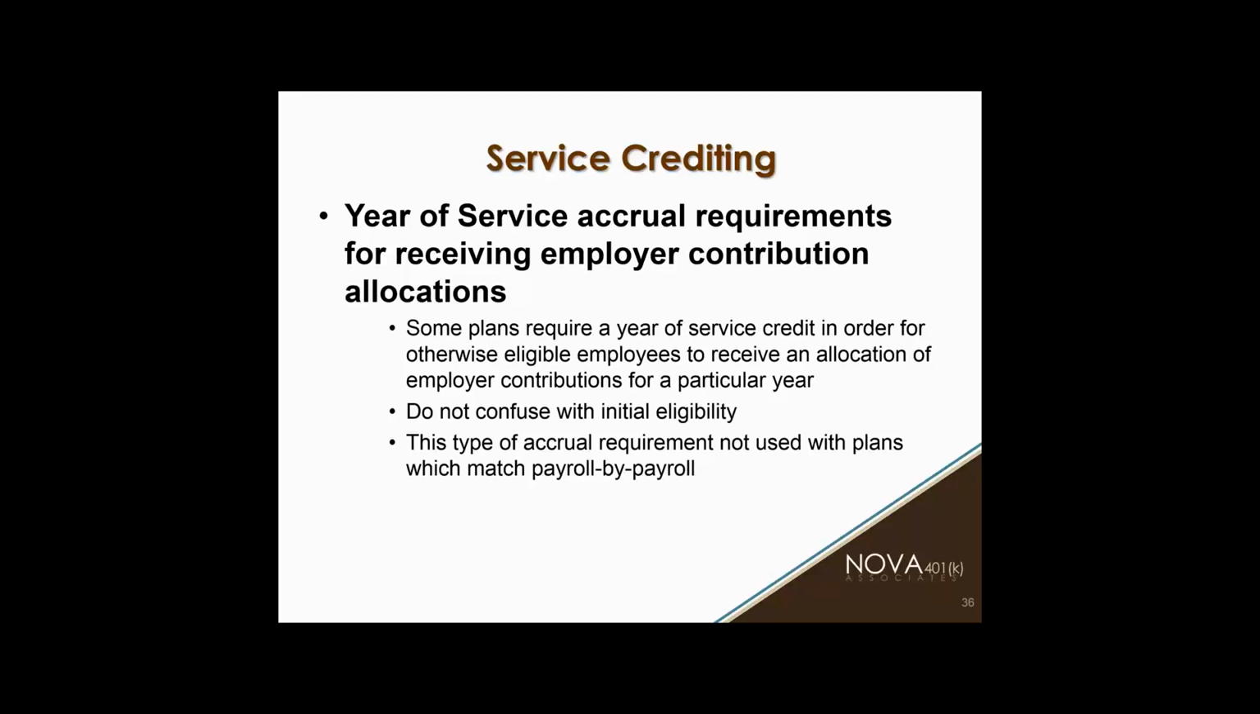All right. Those types of requirements that I just mentioned, requiring 1,000 hours and employment on the last day of the plan year, don't work well with payroll by payroll. You'll never see those in our documents. I won't go into the boring details about why it doesn't work well. But those types of requirements are typically if you're doing an annual match. So I'm going to contribute and have NOVA calculate the match on the whole plan year, and I'm not doing it payroll by payroll.